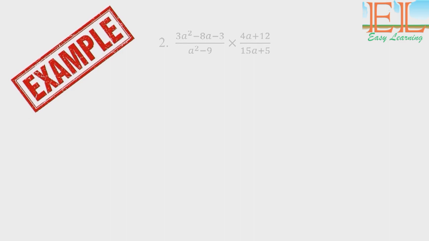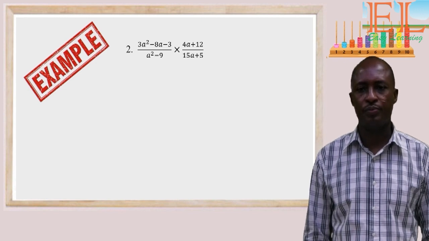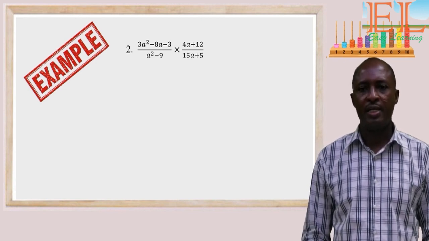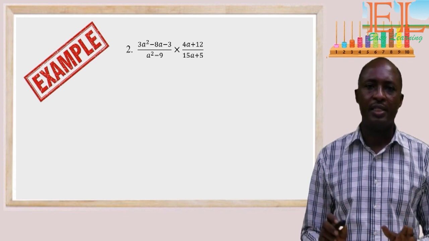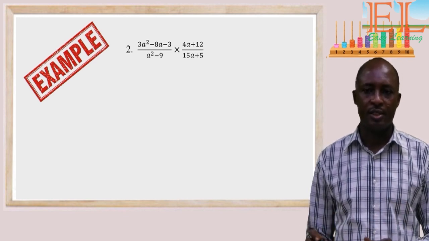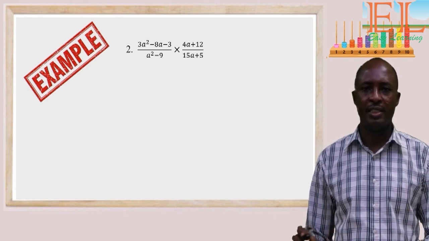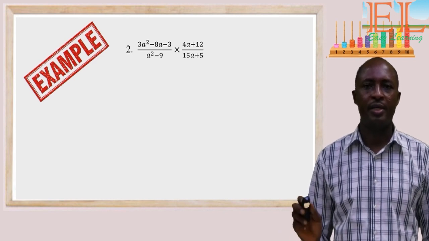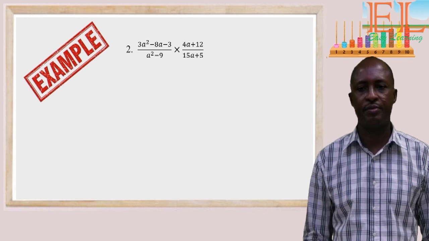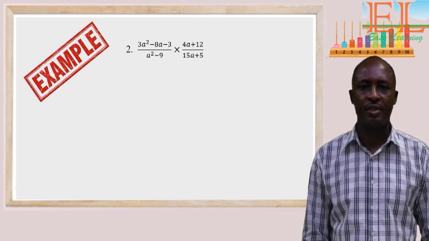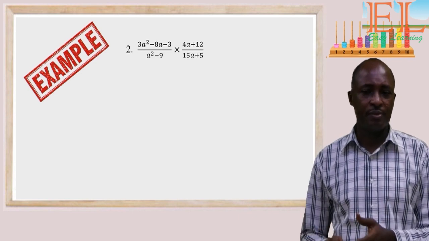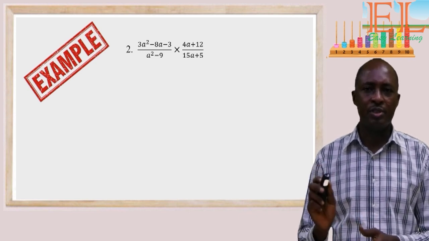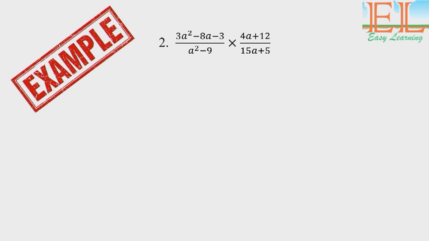Let's take yet another example. Example 2. You have to simplify (3a squared minus 8a minus 3) all over (a squared minus 9), all times (4a plus 12) divided by (15a plus 5). So you see in this expression, almost all the terms in the numerators and the denominators can be factorized and expressed in linear form.